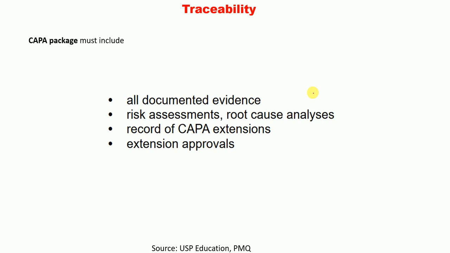Another really important thing is traceability. The CAPA package must include traceability, with all documented evidence. We should be able to trace the CAPA, and the CAPA package must include risk assessments and root cause analysis. It must also include a record of CAPA extensions and the extension approvals.